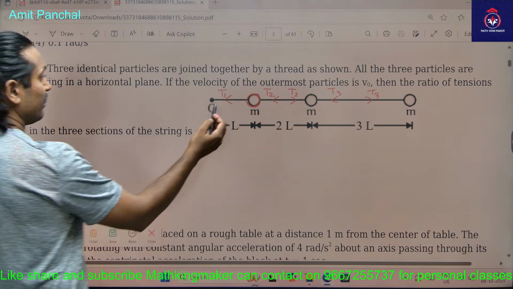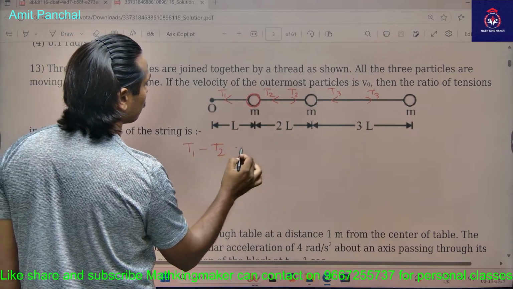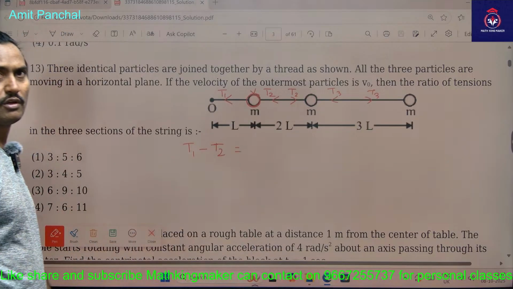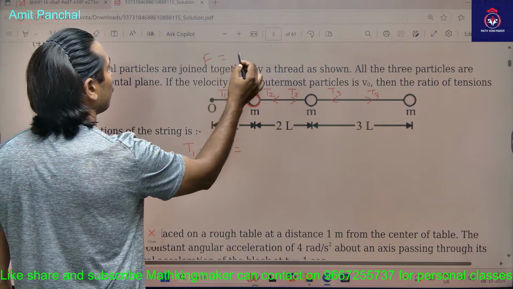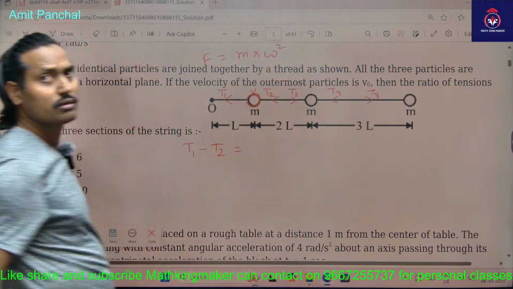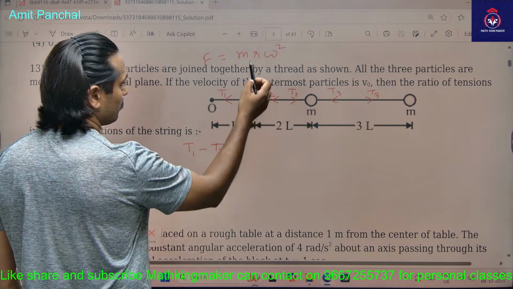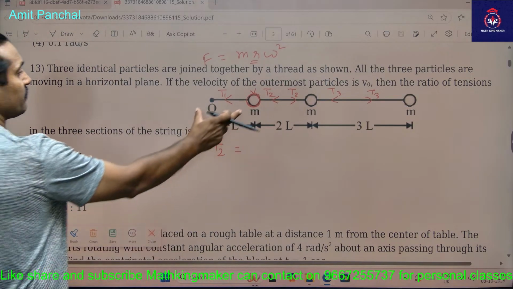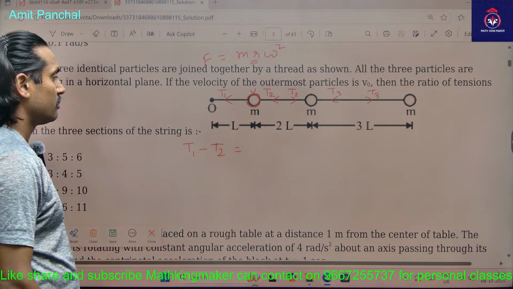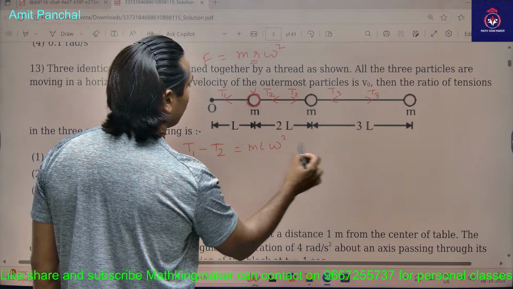So the difference of T1 and T2 will give you the centripetal force of this first body. What is centripetal force? Centripetal force is m r omega square. What is r in this scenario? R will be the length from center, so that will be L, it is given, so that will be m L omega square. So that is your first equation.